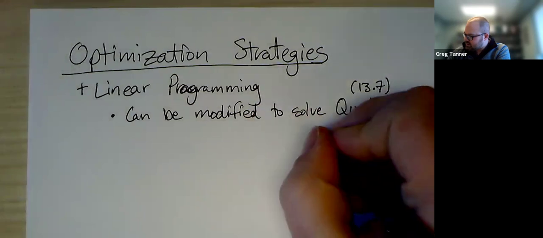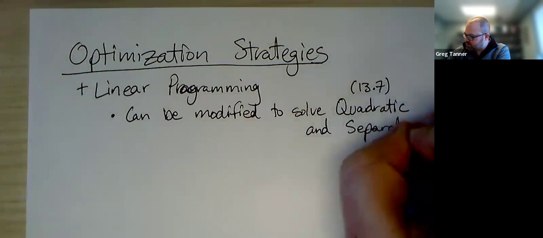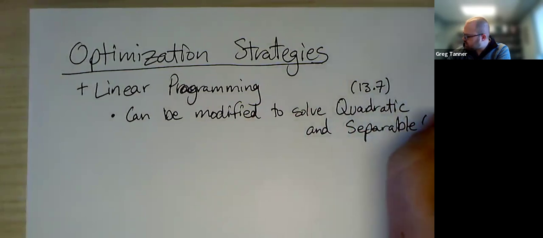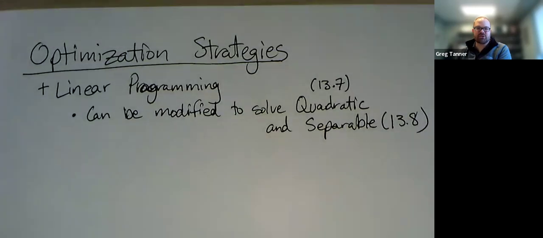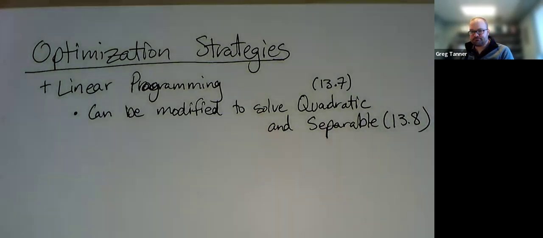And what are called separable programs. That's in 13.8. And so if you check those two sections in the book, it'll provide some details on how you can take linear programming and adjust it to deal with a quadratic objective function as well as a separable objective function. Okay.